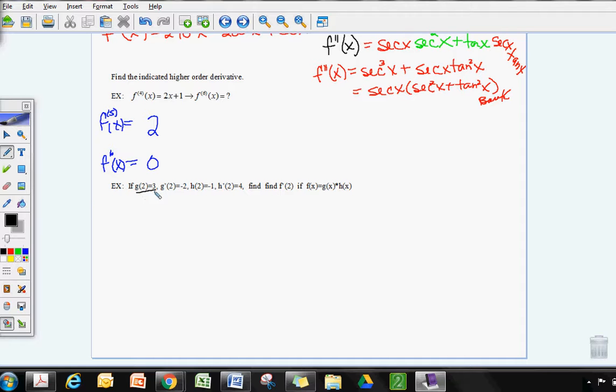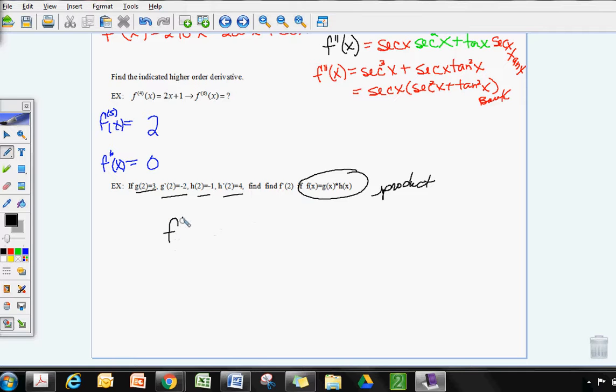Okay, so for this next one, it says, now look at all the pieces. The original function is 2, the derivative is -2, the original function is 1, the derivative is 4, and they want me to find f of 2. So they want me to find the first derivative plugging in 2. Here's my function. The original function here is my product rule. So what does the product rule? How would you take the derivative of it?